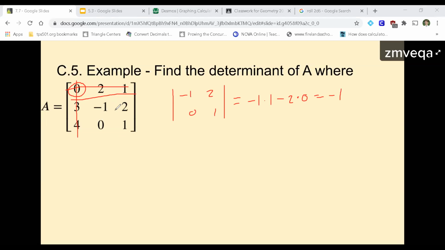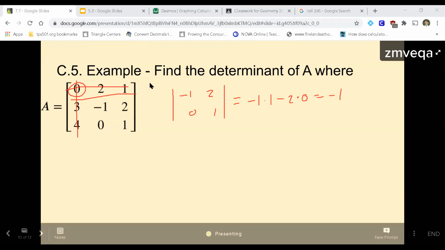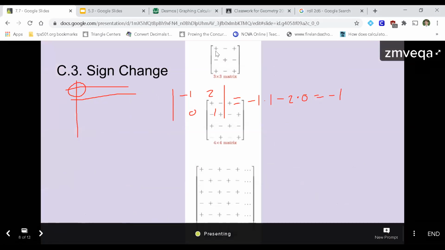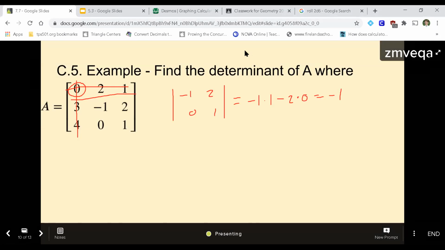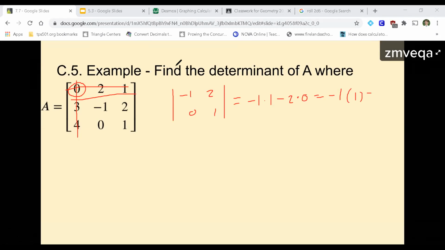I'm then going to multiply that by the sign change. So you need to go look back. The sign in the top left is positive, so I'm going to multiply that by +1. So it'll just stay -1. This is my first cofactor.